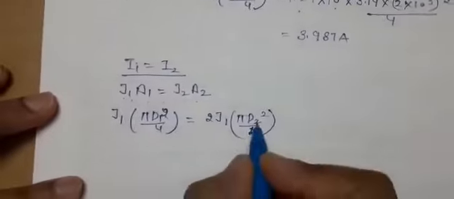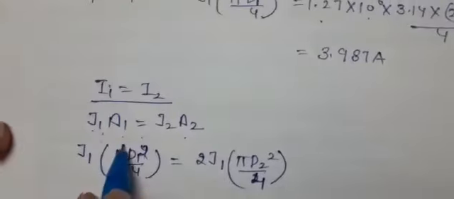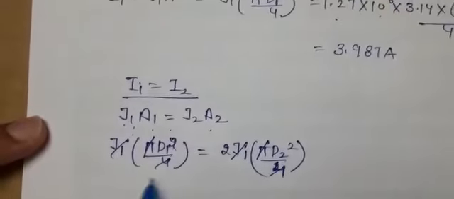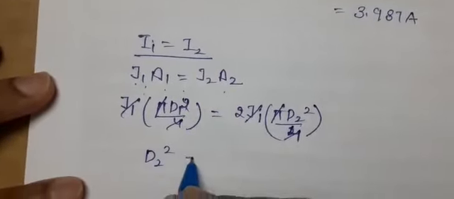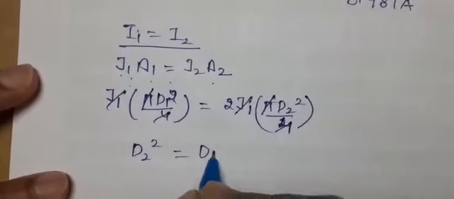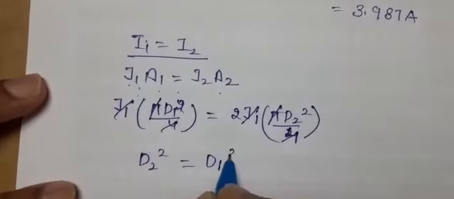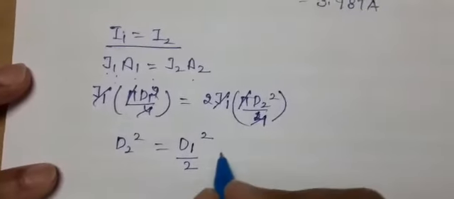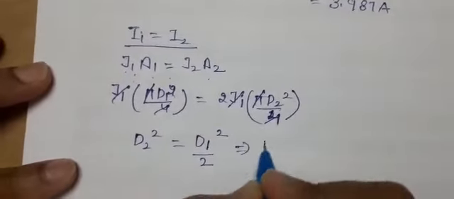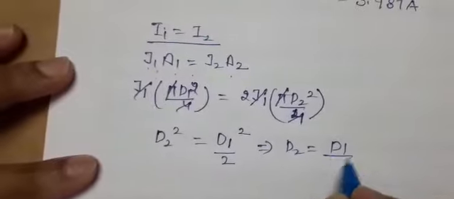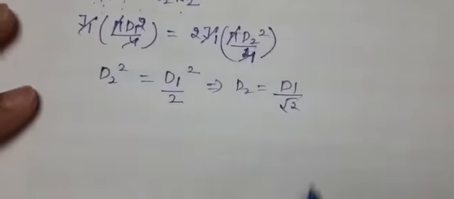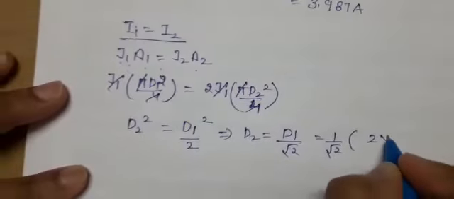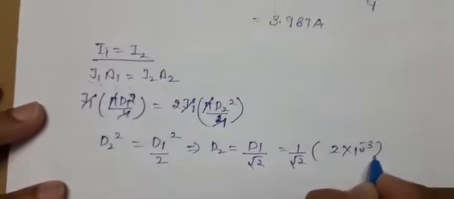Now you have to calculate d2 because d1 is given. Let us cancel out the common factors. Now d2 square will be equal to d1 square upon 2. All other factors are cancelled. So this implies d2 is equal to d1 by under root 2. Now 1 by under root 2 and diameter d1 is 2 into 10 raised to the power minus 3.